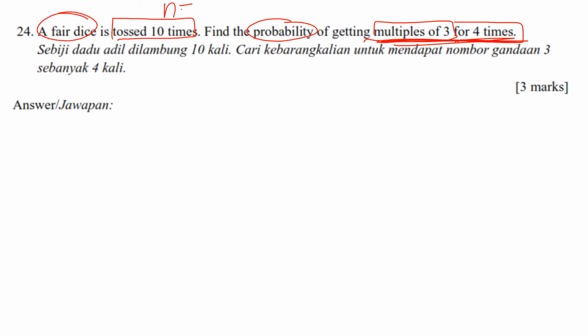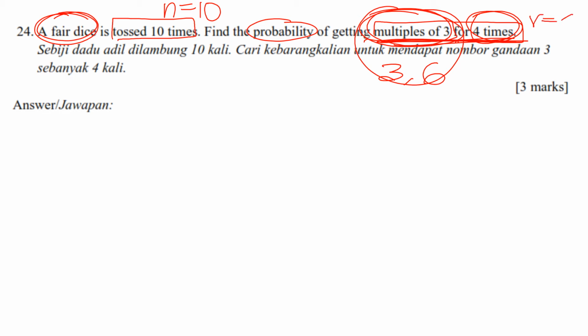So n is equal to 10. Now you have to settle this multiple of 3 in a dice. Multiple of 3, what is that? It's 3, 6, 9. But for a dice, it's 1 to 6. So multiple of 3, you have it as 3 and 6. Gandaan 3, nombor gandaan 3. Then you want 4 times. If 10 is n, then 4 times will be r.